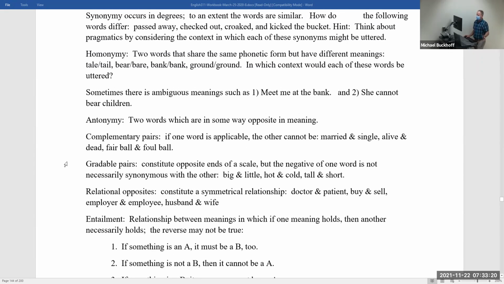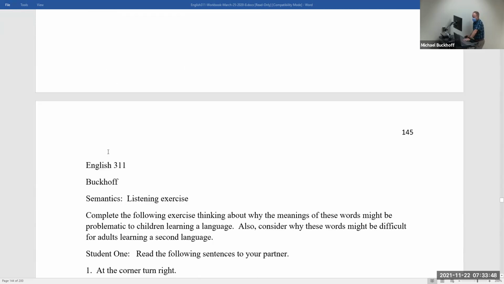You know, synonyms and antonyms, right? So the key to a synonym is there are two words that are similar in some way, but maybe not exactly the same way. Or antonyms, two words which are in some way opposite, but maybe not exactly opposite. So it's hard to have an exact synonym or an exact antonym. Okay, let's keep going here.